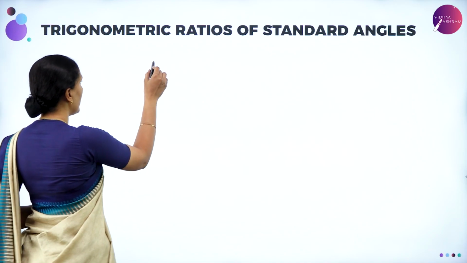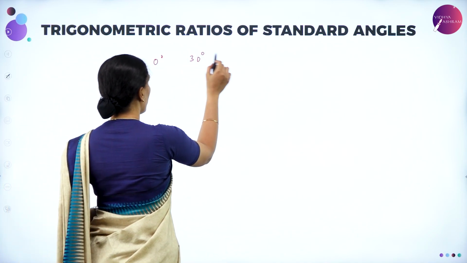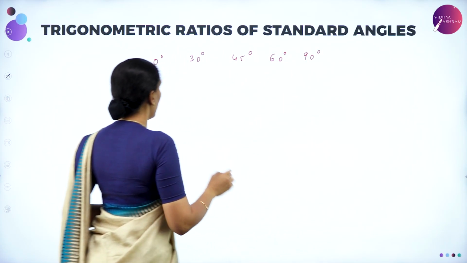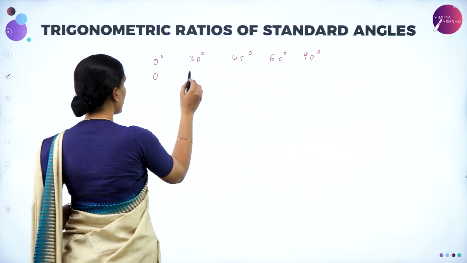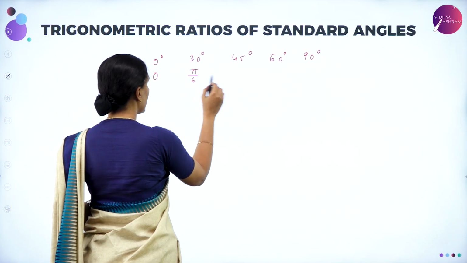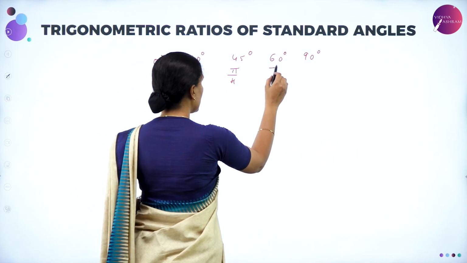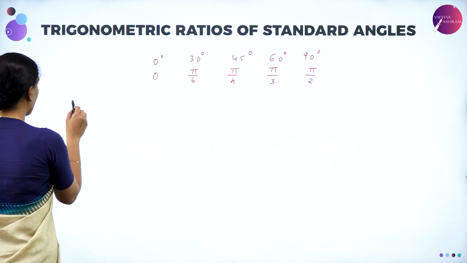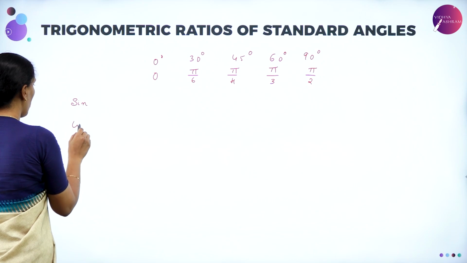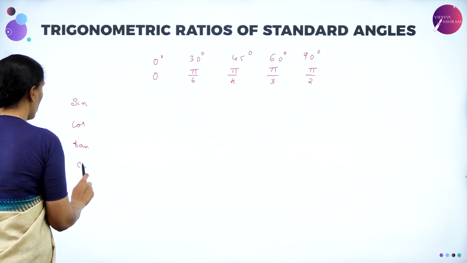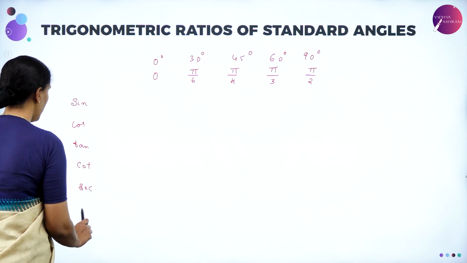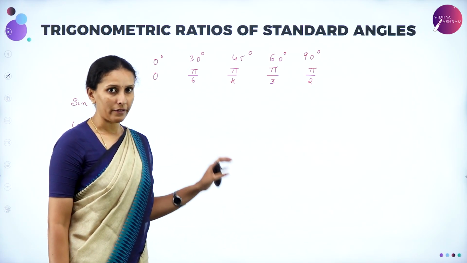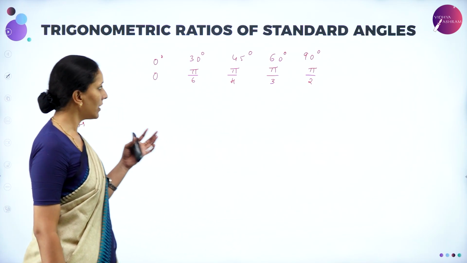The standard angles are 0, 30 degree, 45 degree, 60 degree and 90 degree. And in radians, 0 is nothing but 0 radians, 30 degree is pi by 6, 45 is pi by 4, 60 is pi by 3, 90 is pi by 2. Now, let us consider sine, cos, tan, cot, secant and cosecant. Here the values of the standard angles are given, so you need to learn these standard values.